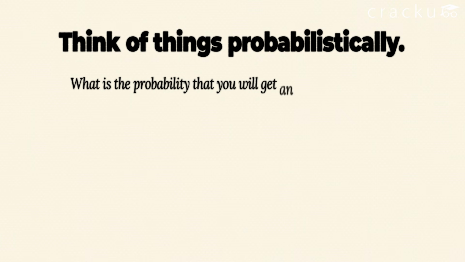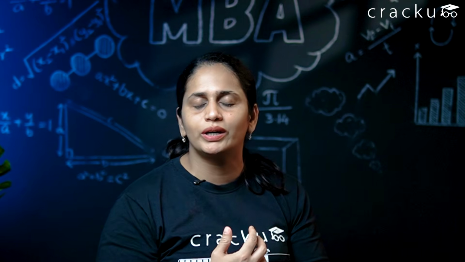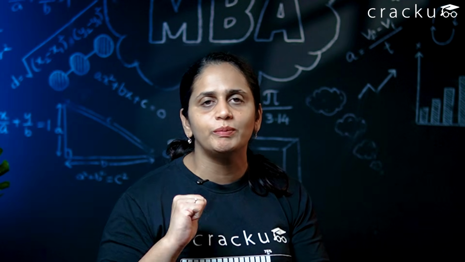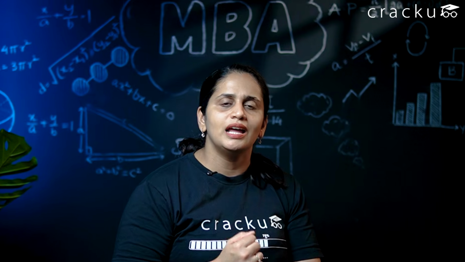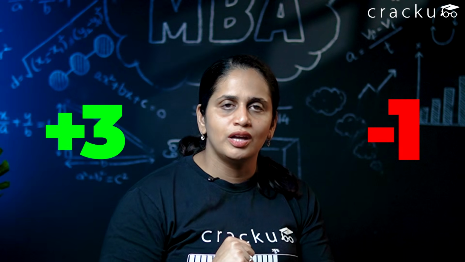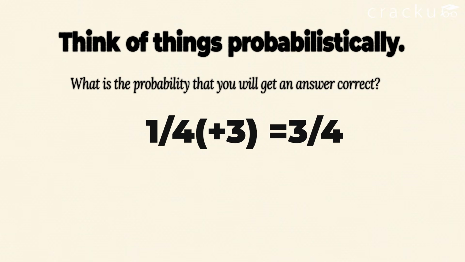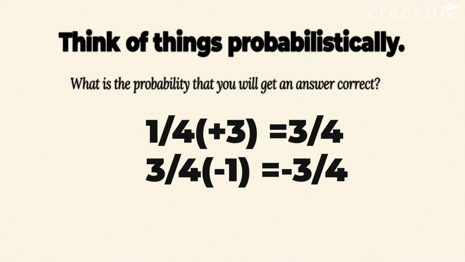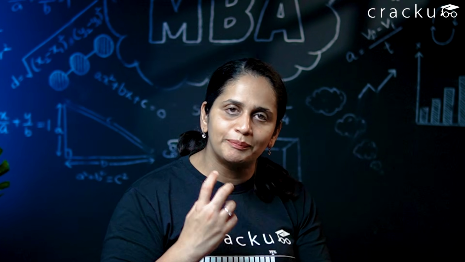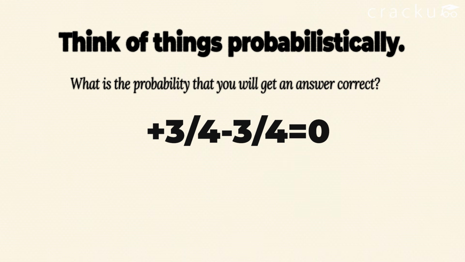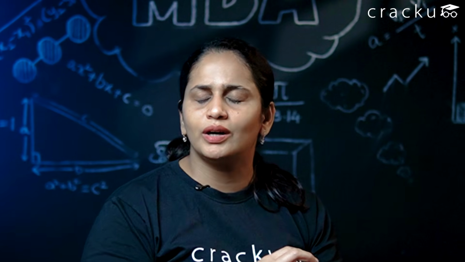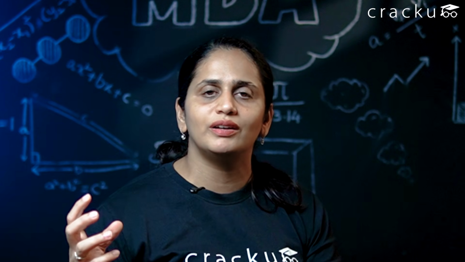What is the probability that you will get an answer correct? If you have not even looked at the answer, if you're just guessing the answer, what is the probability that you will get it right? 1 in 4, there are 4 options, there's a 1 in 4 chance that you will get it correct. Now, if you get the answer correct, how many marks do you get? You get +3. If you get it wrong, you get -1. So probability of 1 by 4 into +3, that is 3 by 4. Probability of getting it wrong is 3 by 4 into -1, that's -3 by 4. So what is the expected value from even pure guesswork? It is +3 by 4 minus 3 by 4, it's 0. So if you are purely guessing without any work, your expected value is going to be 0.